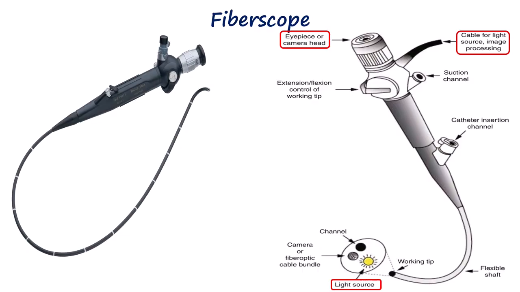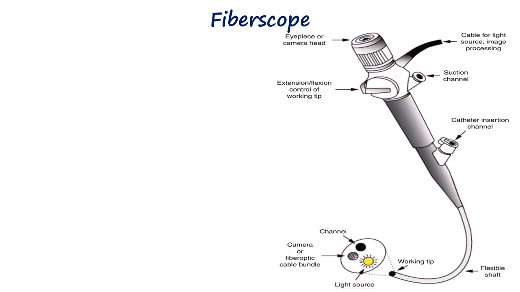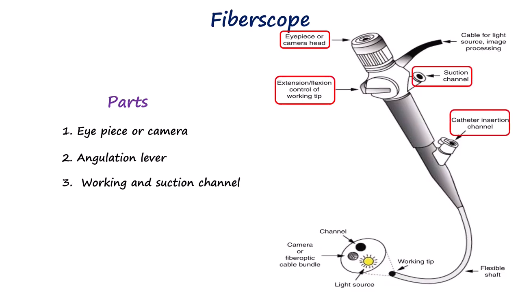In modern practice, the fibroscope is connected to a video system, projecting the image onto a screen for a clear, enlarged view that the whole team can see. There are three important parts of a fibroscope that we need to know to use it effectively: the eyepiece or camera, the angulation lever, and the working and suction channels.